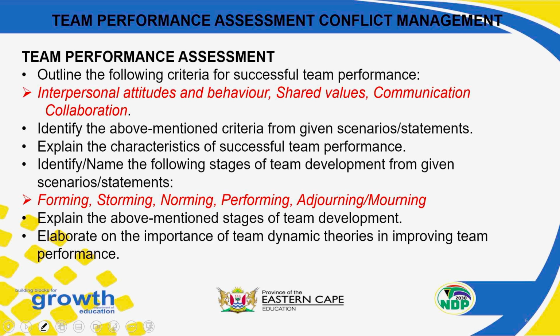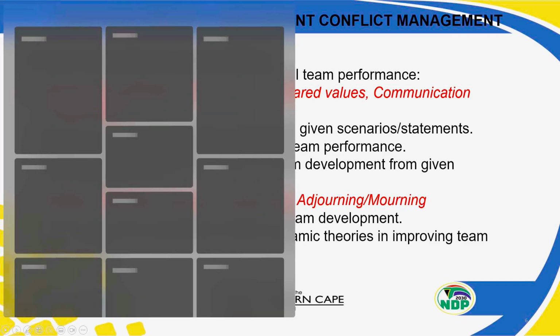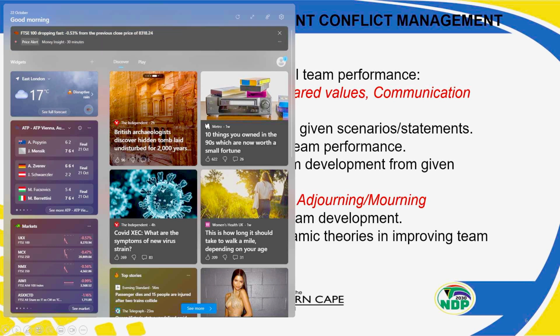Then let's check team performance and conflict management. With team performance, we have the first part, the team performance assessment. Then the second part will be conflict management. With team performance, you must be able to outline the interpersonal attitudes, that is the criteria: interpersonal attitude and behavior, shared values, communication, collaboration. Those are the things that you need to focus on.